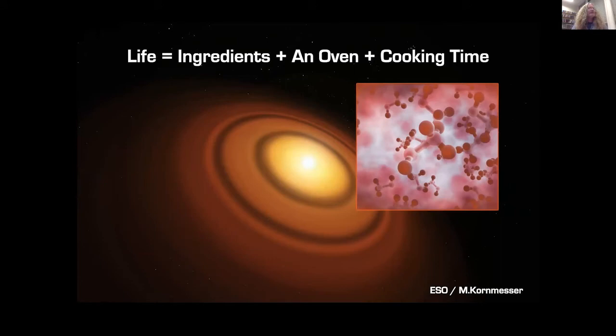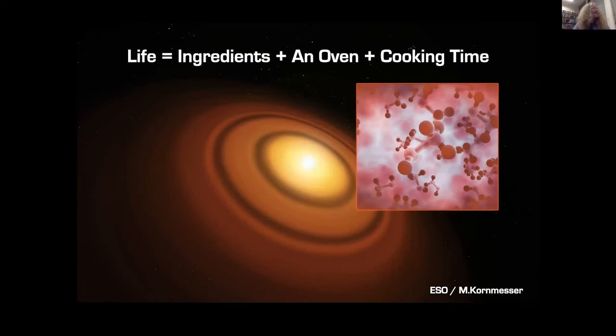So I'm going to define it, again as a cooking analogy: I need ingredients, the basic building blocks of life. I need an oven to cook those ingredients. And I need an appropriate amount of cooking time. I'm not going to spend any time on the cooking time. We know of one biosphere, and that's ours. Life did not spontaneously appear. It took some period of time. There's much debate whether it was hundreds of millions of years or a billion years, but it does take some time for life to appear, based on a sample of one, of course.